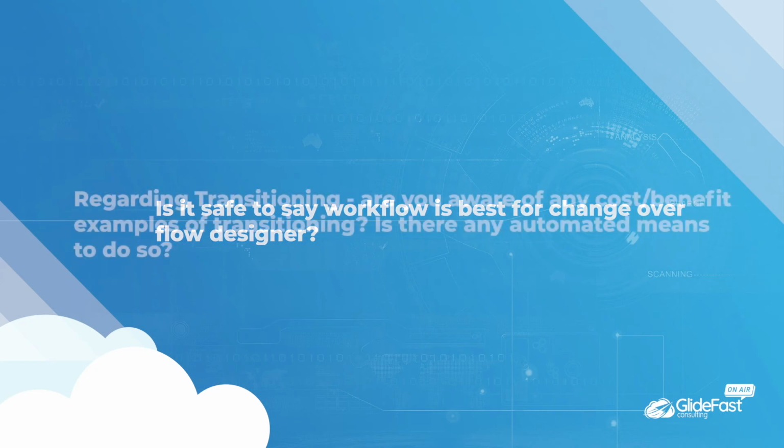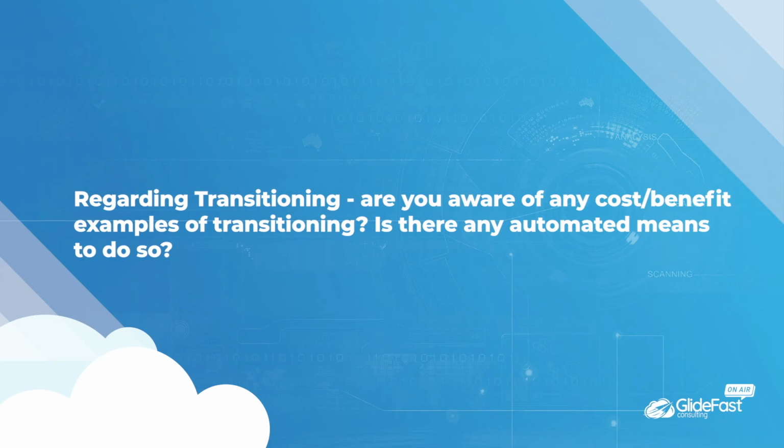Great. Here's another one. Regarding transitioning, are you aware of any cost or benefit examples of transitioning? Is there any automated means to do so? I'm not aware of any automated means. That's probably a question best asked of your account rep. But as far as I'm aware, they're not planning on phasing out Workflow Editor anytime soon. And if they did, I'm pretty sure there would be an automated means, because that wouldn't go well for a lot of companies. For the time being, that's why we went over the suggested types to transition. It gives you an easy way to start that process if you're interested, without needing to dedicate a project to that process.